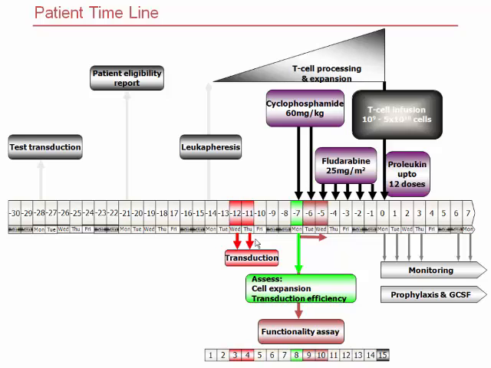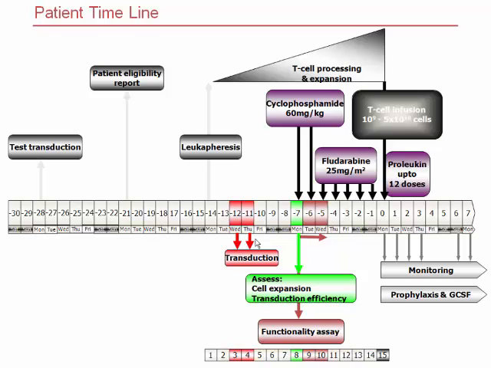Around 2 weeks before the T-cells are given, the patient undergoes a leukapheresis. They're taken to the production lab where these cells are activated, processed, and undergo expansion. They're transduced 12 and 11 days before treatment, and then 1 week before treatment, there's an assessment of the expansion and transduction efficiency of these cells and a functionality assay which satisfies the MHRA release criteria. Assuming the T-cells are looking good, the patients can then undergo their preconditioning.